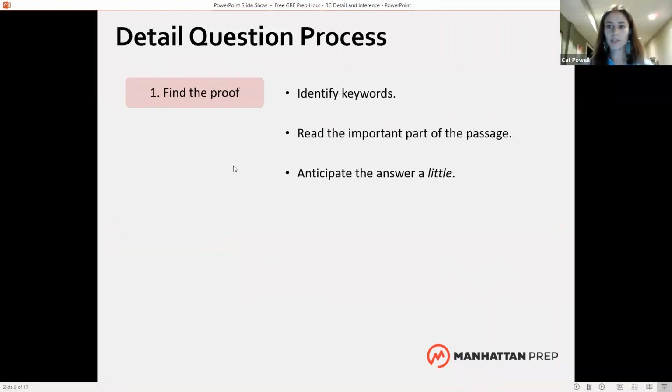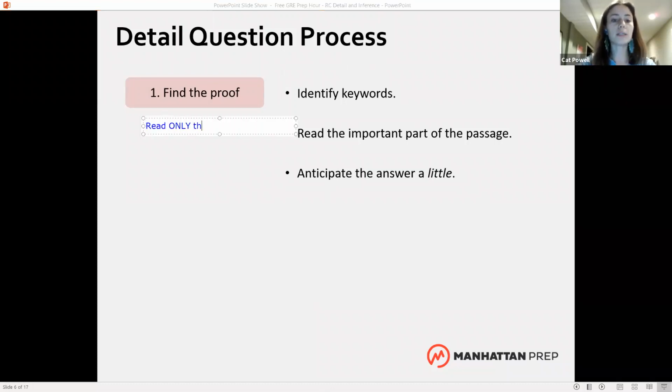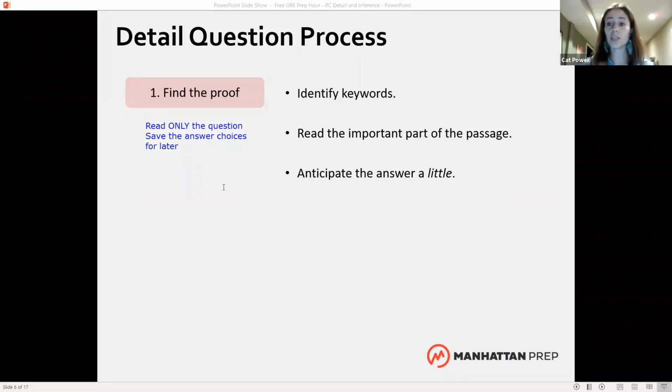When I see one of these questions, the first thing I do is I just read the question stem. So I read only the question. I save the answer choices for later. This is one of the biggest things that I think people intuitively do when they start with the GRE. They get a verbal question, they read the question, and they jump right into the answers. Because we want to answer the question and be fast, and the clock is ticking down. But actually, when we jump into the answer choices too soon, it's really, really easy to get confused, to fall into a trap.